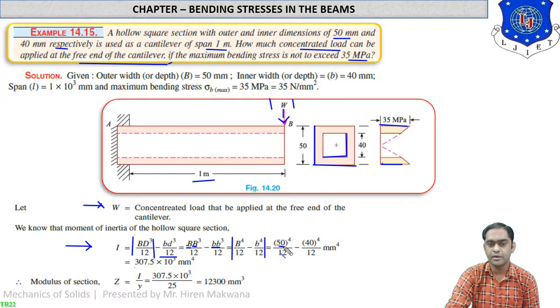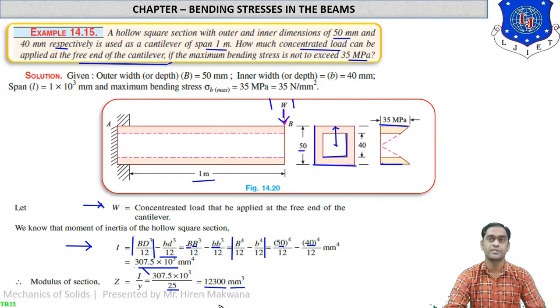So capital B is 50 now and small b is 40 now. So by simplification, 307.5 into 10 raised to 3 mm raised to 4. Here is the answer of moment of inertia for the hollow rectangular section. What is Z? Z equal to I by Y, where I is calculated over here and Y means what? Y means from the center of gravity to the top layer or bottom layer you can say. So from the center of gravity to the top layer is half of 50. So 50 by 2 means 25. So Y equal to 25 written over here. By doing the division we will get 12,300 mm cube, which is the value of section modulus.